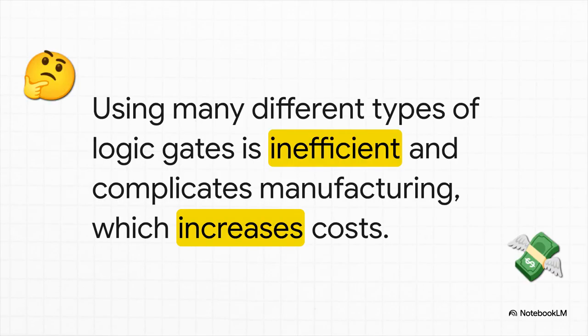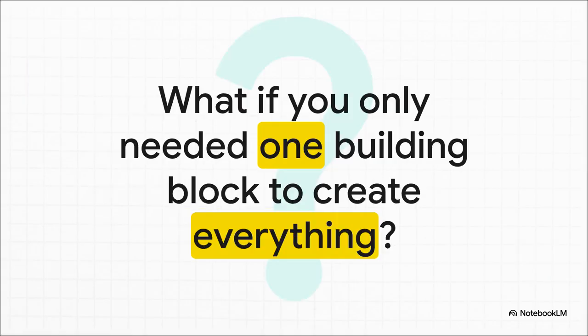Okay, so you've got your tools, but here's the catch. If your circuit needs all three of these gates, you have to buy and manage three totally different kinds of parts. And that, well, it gets complicated. It makes manufacturing a headache, it drives up costs. It's just not a very elegant way to build things. So, this led to a really game-changing question. What if you could just toss out most of your tools? What if you only needed one single building block to do the job of all the others?